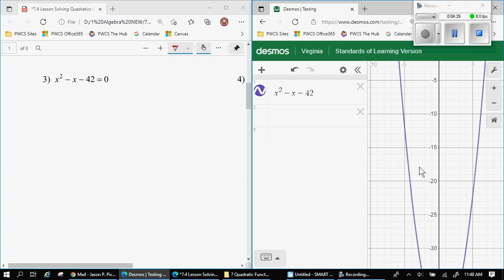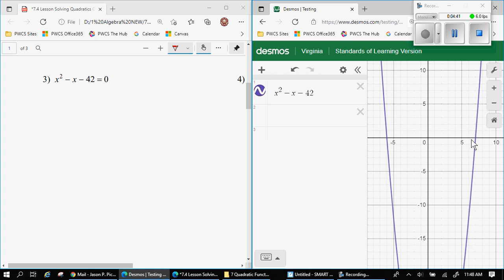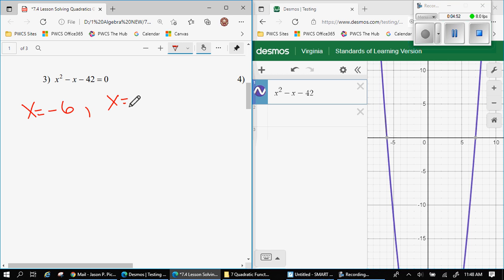It's right here. 7, 0 and -6, 0. And so I am going to write those as a set. And I usually put them in numerical order, so my negative number comes first because it's smaller. And there are my solutions.